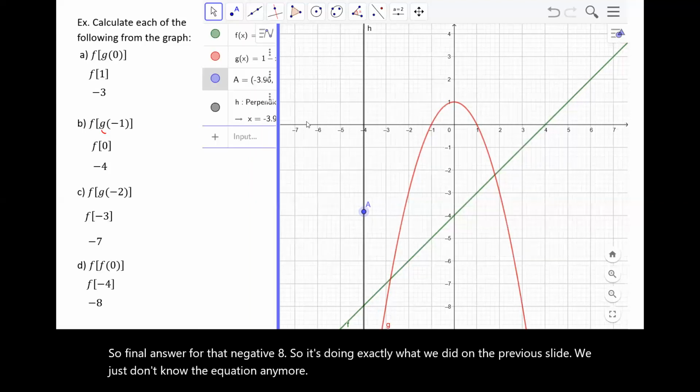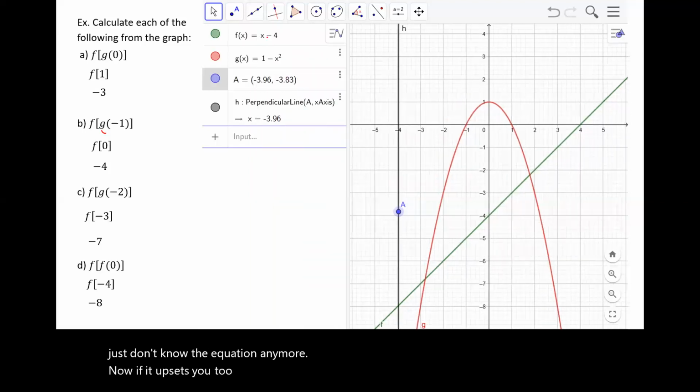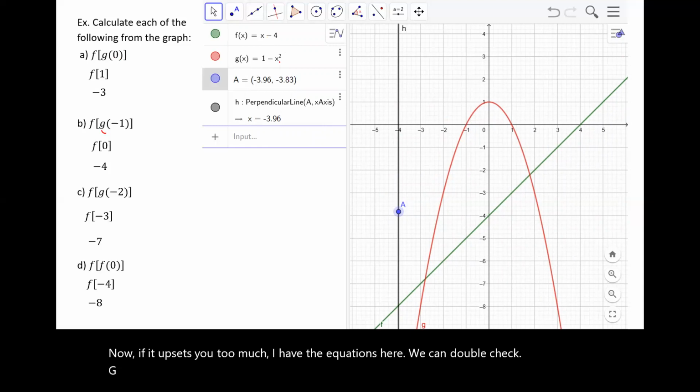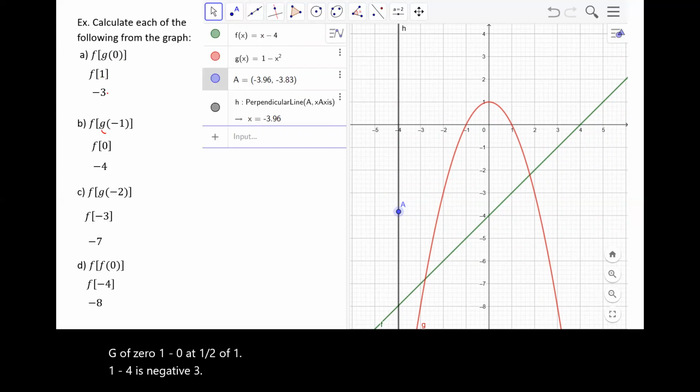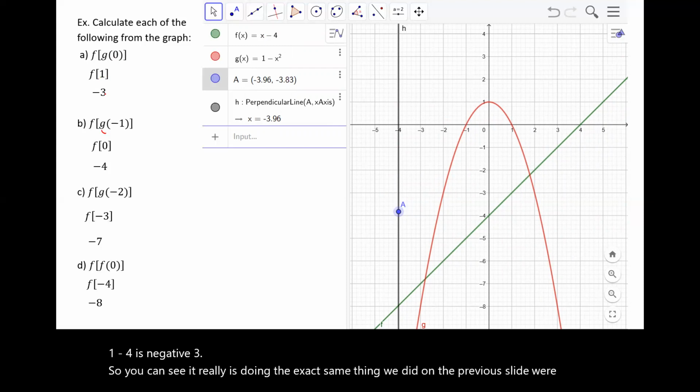Now, if it upsets you too much, I have the equations here. We can double check. g of 0, 1 minus 0, that's 1. f of 1, 1 minus 4 is -3. So you can see it really is doing the exact same thing we did on the previous slide. We're just doing it from the graph this time.